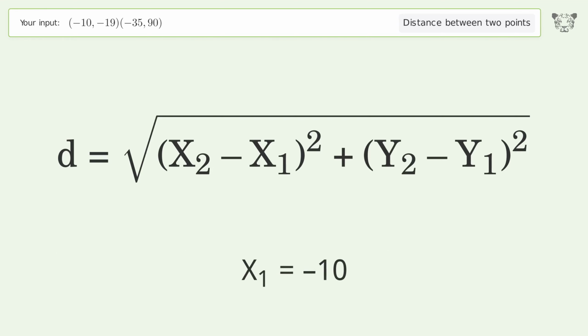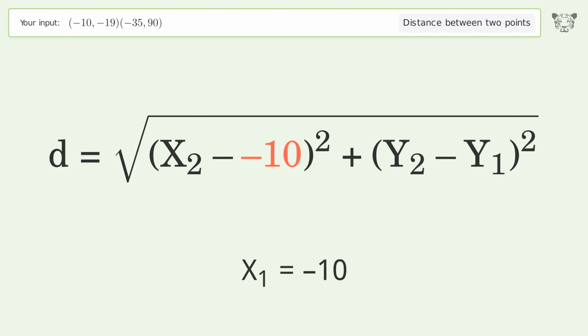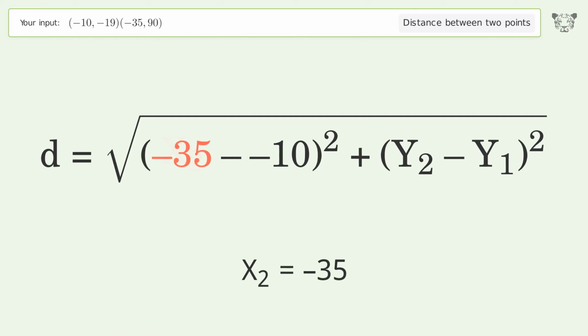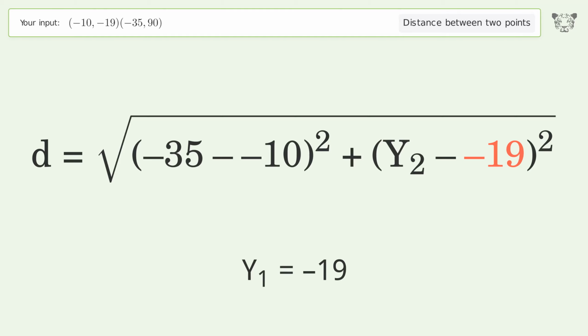x1 equals -10. x2 equals -35. y1 equals -19. y2 equals 90.